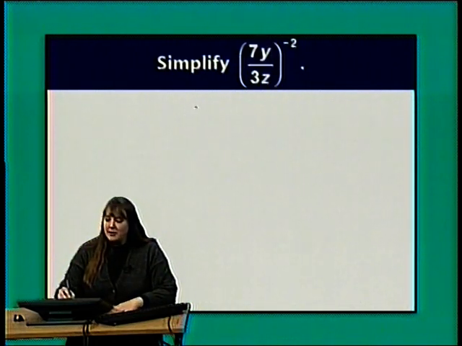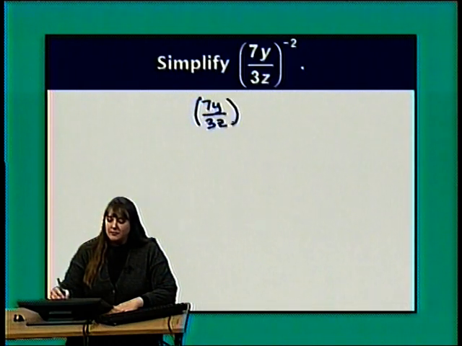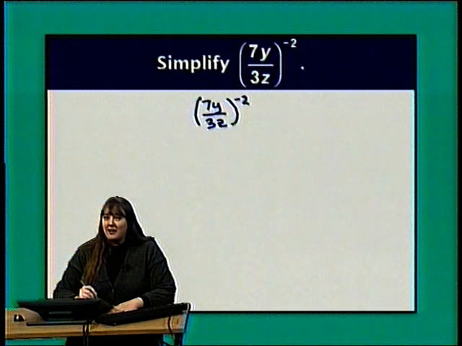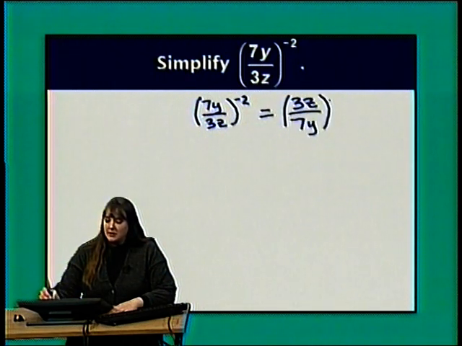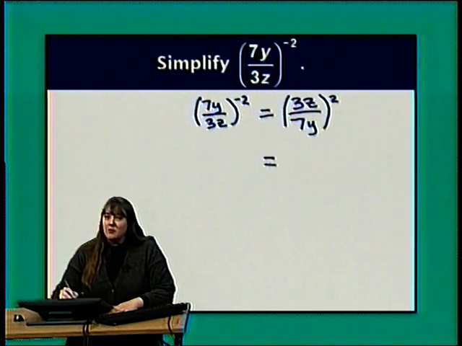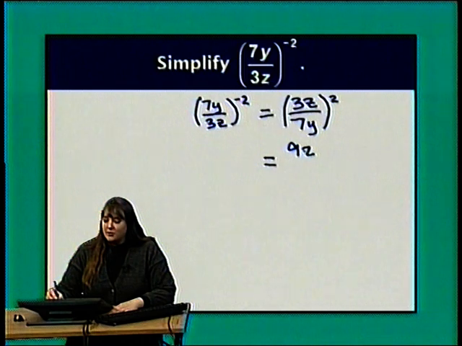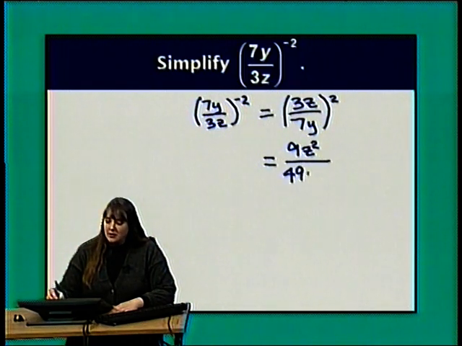What about 7y over 3z raised to the power negative 2? Again, to make that exponent of negative 2 a positive 2, I need to take the reciprocal of what's in parentheses. So that would be 3z over 7y to the positive 2. Exponents distribute over both division and multiplication. So I have 3 squared is 9, z squared over 7 squared is 49, y squared.